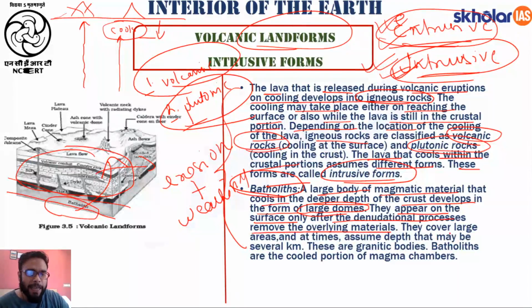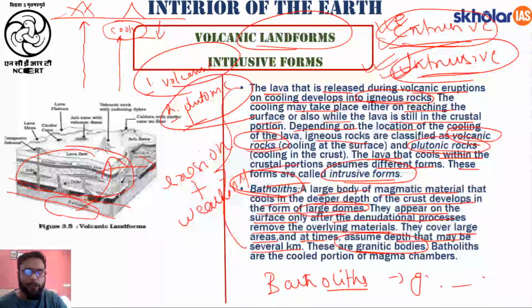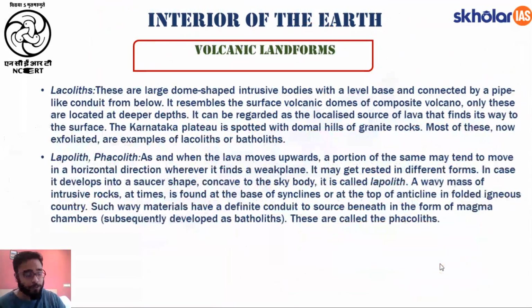Fine. And they cover large areas and at times assume depth that may be several kilometers, and these are granitic bodies. Very, very important. Your batholiths are made up of what? Your batholiths are made up of granites, and granite is an example of intrusive igneous rock, right? Your batholiths are cooled portions of the magma chambers. So this was the first structure. Then what is the second structure that we have?